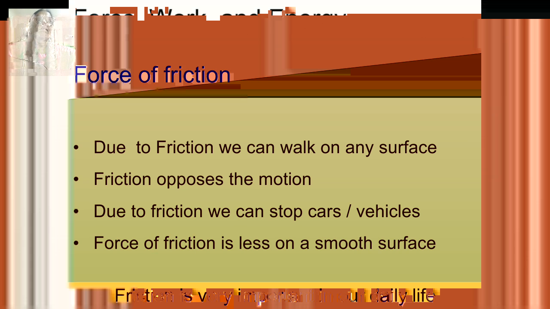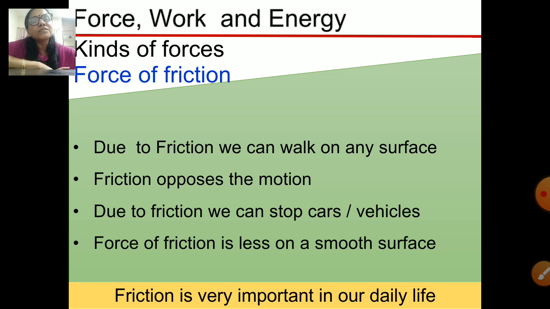Yes, see here. Due to friction, you know what is friction? Due to friction, we can walk on any surface. Friction is a kind of force which opposes the movement. It enables us to stop, or it opposes the motion, you can see. Due to friction, we are able to stop cars or vehicles. Force of friction is less on a smooth surface as compared to a rough surface. You remember? Because of the force of friction, your toy car will stop on its own after going a small distance. So this is what the force of friction is, and friction is very important in our daily life.